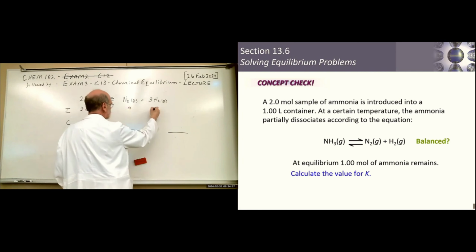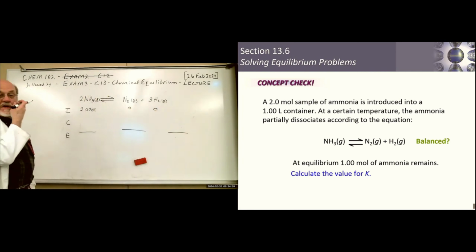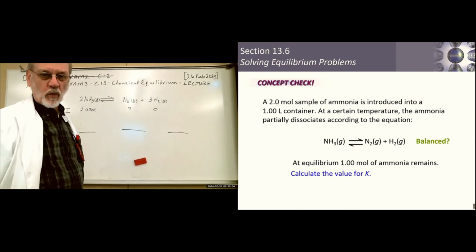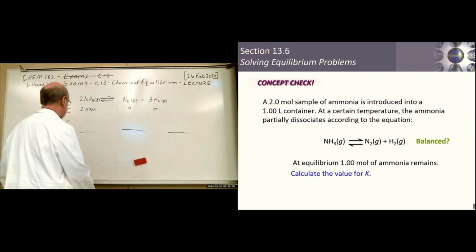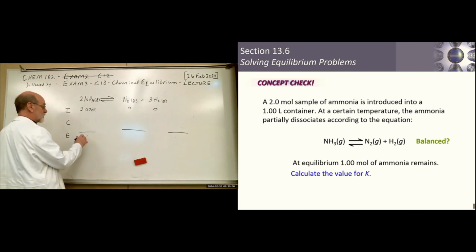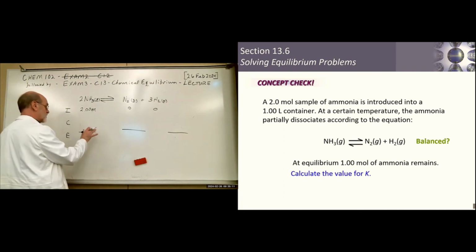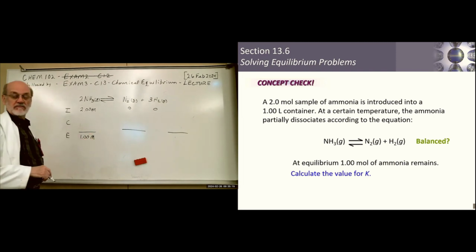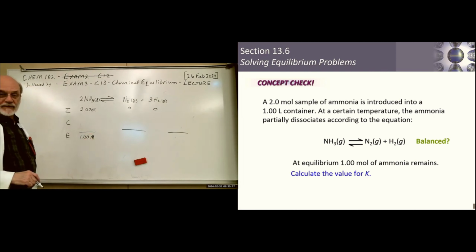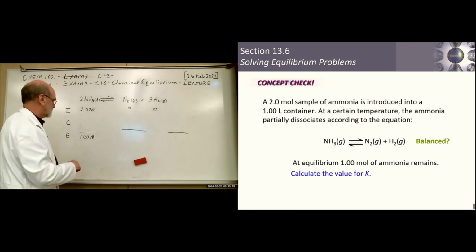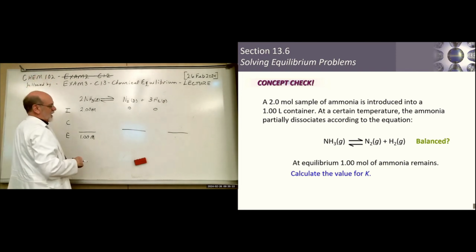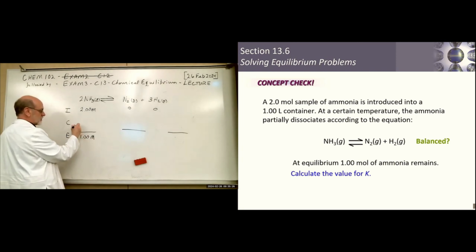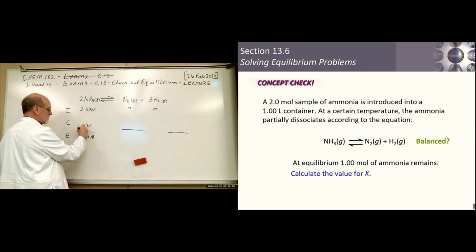All right, so we're starting off with initial concentrations of nitrogen and hydrogen at 0. At equilibrium, 1 mole of ammonia remains. So at equilibrium, we got the same size vessel, but now it's only 1 mole. So that's 1 molar concentration, correct? All right, calculate the value of K. So what's going to happen? It's going to move that way. And how much did it lose? Well, it lost 1 molar.